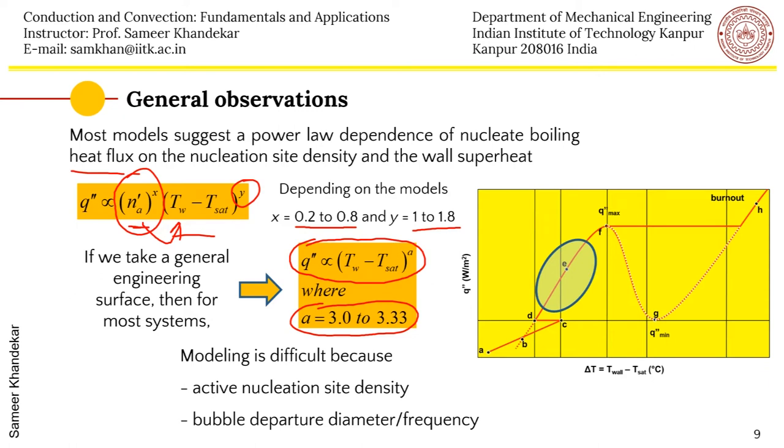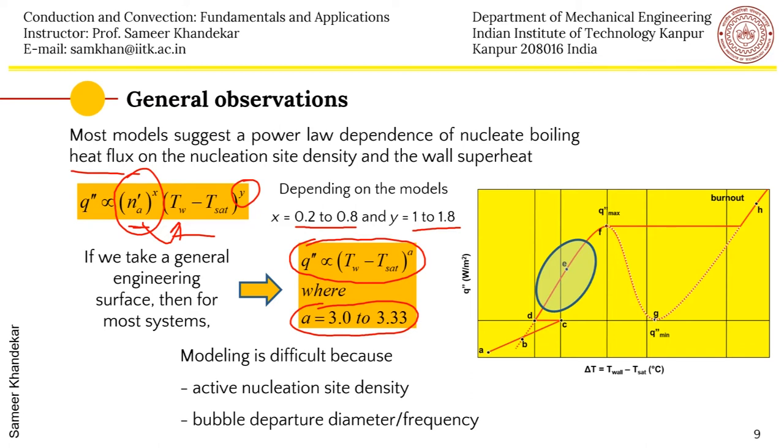And typically, it will be very difficult to count the nucleation sites. So without bothering about the Na, if we just plot Q as a function of delta T, we will see that in boiling heat transfer, Q is proportional to the third power. Most of the data sets, especially of water, will adhere to this type of power law variation.